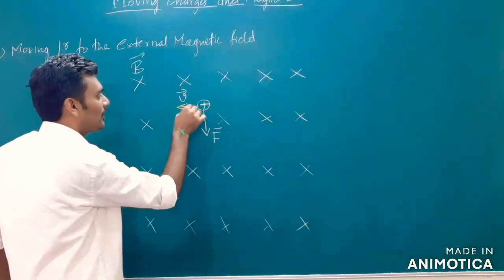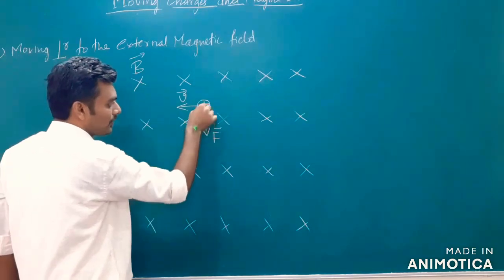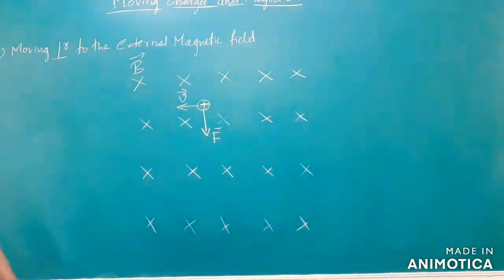This body already had velocity v. Along with that velocity, now the external force is also applied. Now what is the expected path? This is a little familiar situation for you.